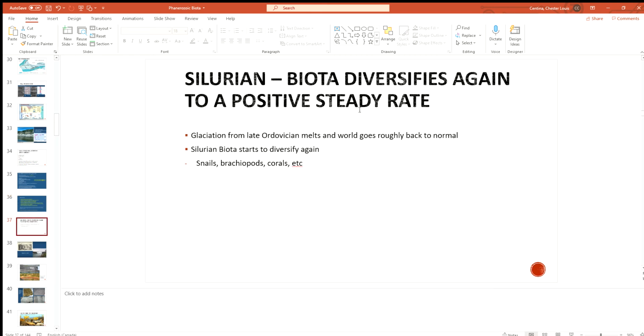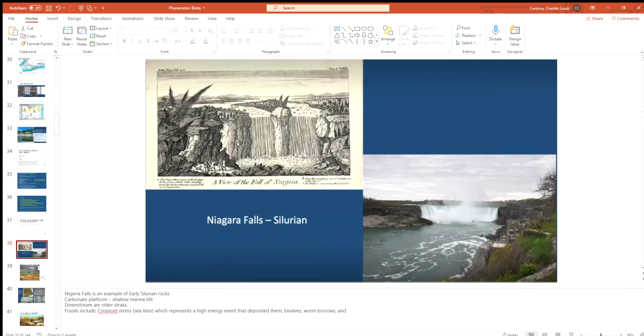Okay, so the biota diversifies at a positive steady rate in the Silurian. Glaciation from late Ordovician melts and the world goes back to normal. Silurian biota diversifies and it starts with snails, brachiopods, and corals. Okay, so this is the Niagara Falls in the Silurian interpretation. This is it now.